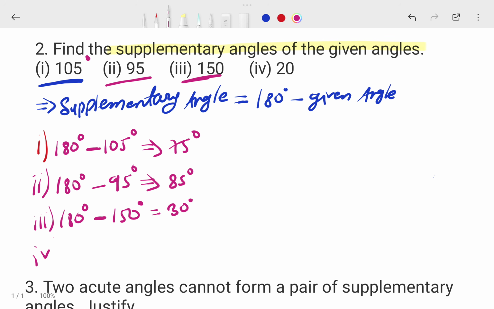Fourth one, easy. The total supplementary angle is how much? 180 degree minus 20 degree. Okay, how much is left? 160 degree. How? I will explain to you.